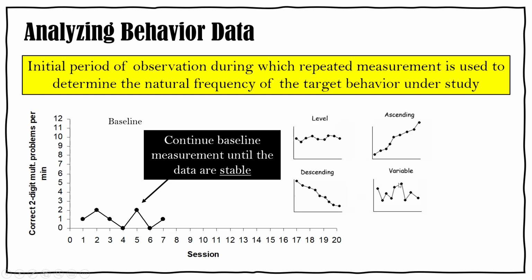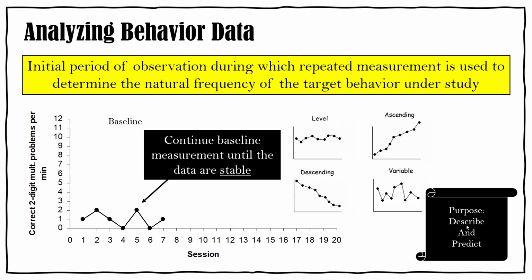When you have lots of variability or your data paths are variable, then you want to continue the baseline until you do have a stable baseline data path. And typically they suggest you have at least 3 to 5 data points that are stable before you implement your intervention. So continue your baseline until it's stable, then you can implement your intervention. If you have a lot of variability, keep going with your baseline phase until your data are stable, and then implement your intervention.